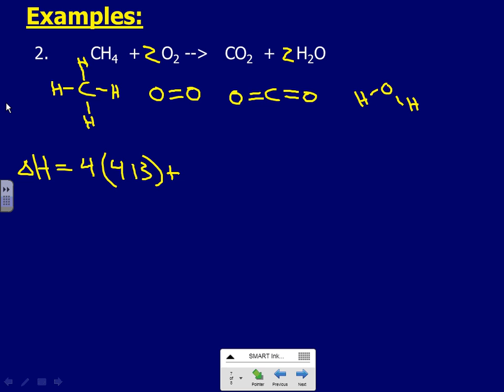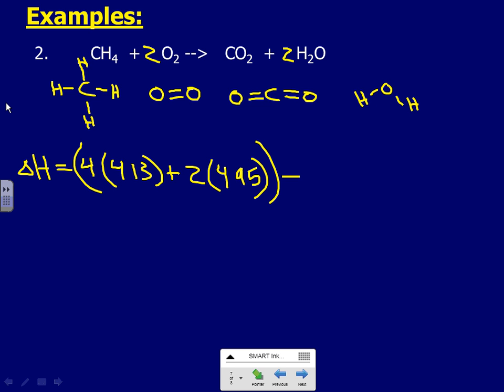Again, watch the coefficient. I've had teachers, or I've seen textbooks, where they draw out each molecule, 2 O2s and 2 H2Os. But if you keep an eye on your coefficients, you should be fine. So 2 of those bonds, and we've used it already. What was that number again? 495. That's all my reactants. So again, I'm going to gather that up as one number.